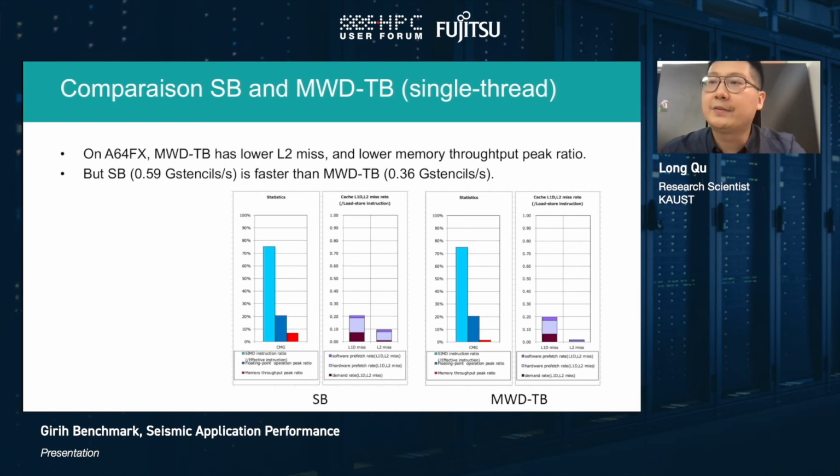We also compared the performance between spatial blocking and MWTB on A64FX. We start with a single-thread performance comparison. Although on A64FX, MWTB has lower L2 misses and a lower memory throughput peak ratio, as you can see in the figure below, spatial blocking is much faster than MWTB.